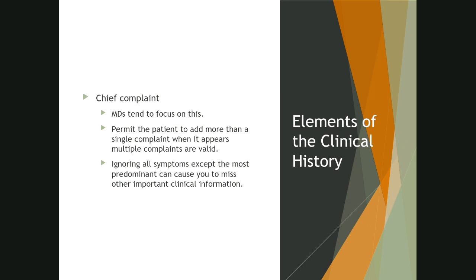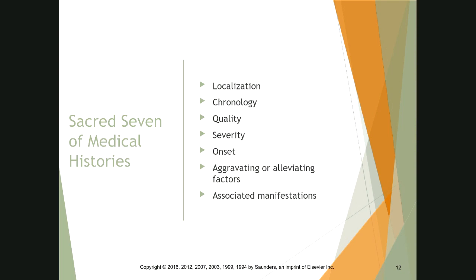There are what are called the sacred 7 elements of history taking. Okay, and a lot of times it's not that we have to get a complete medical history on the patient. Somebody else has already done that, but the sacred 7 are typically what are recognized in order to have a complete history for the exams that we do. Those sacred 7 are literally localization, chronology, quality, severity, onset, aggravating or alleviating factors, and associated manifestations. And those are on page 138.